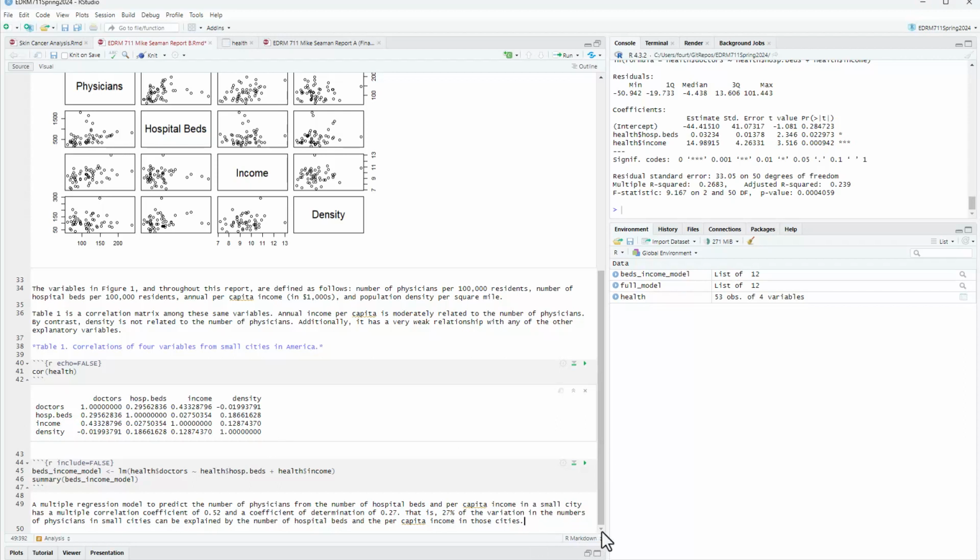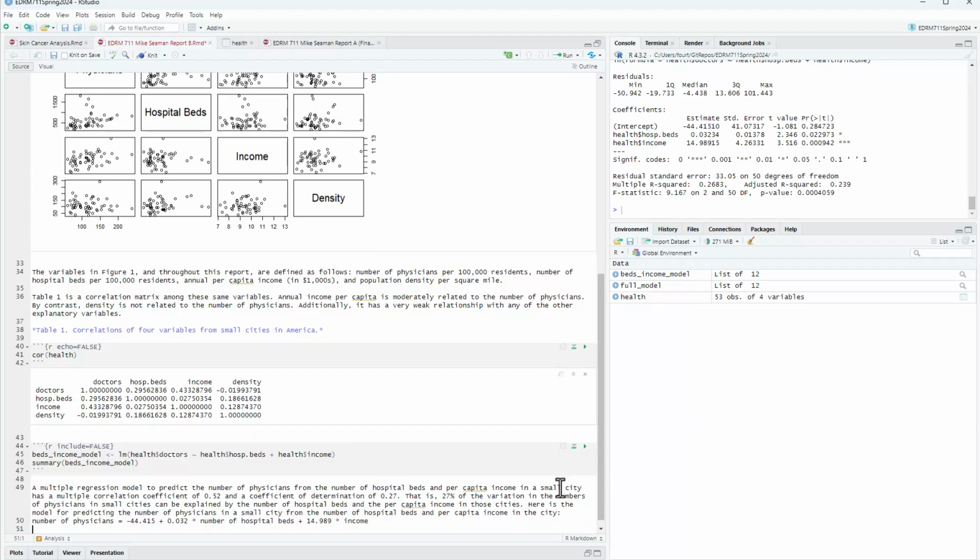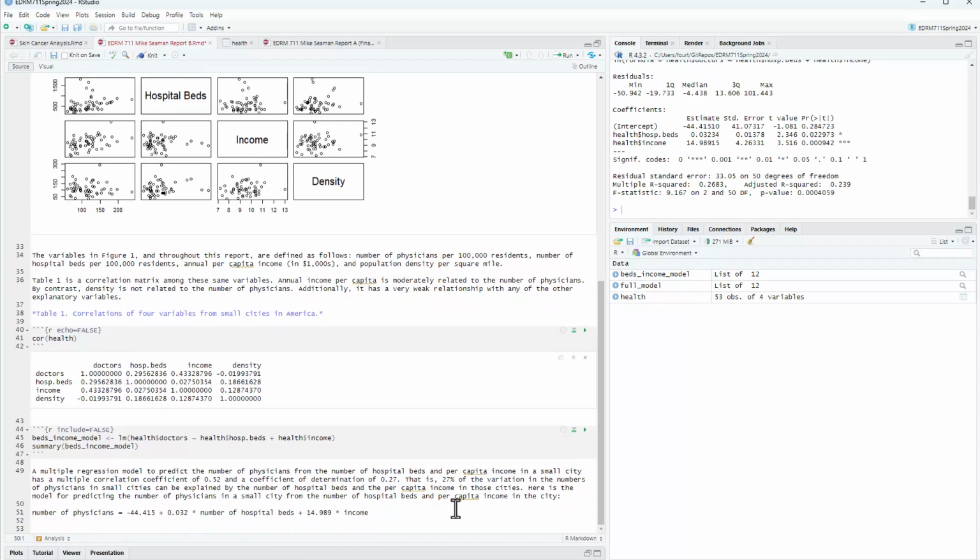Why don't I also go ahead and give the regression model? So let's go ahead and put that. Here is the model for predicting the number of physicians in a small city from the number of hospital beds and per capita income in the city. And let me actually put a separate line down here so this appears on another line.